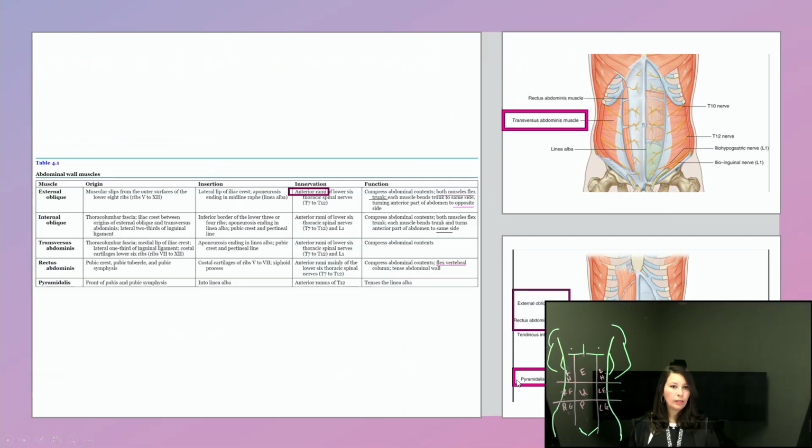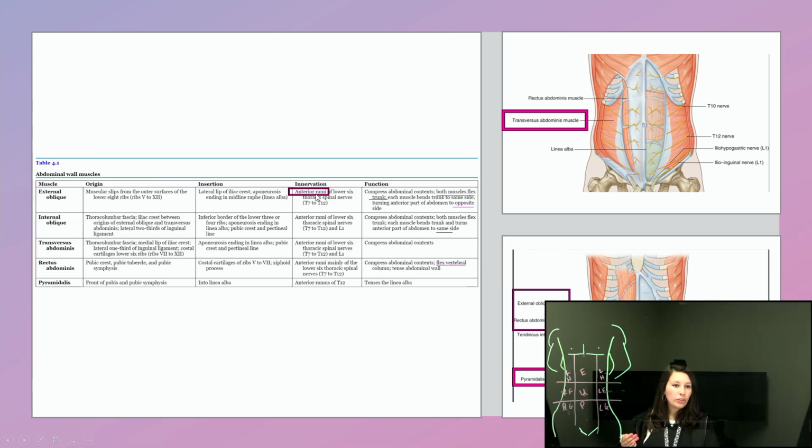Let's talk a little bit more about these muscles in general. So if you notice on this table, this is part of your Gray's Anatomy book, table 4.1. It shows you all the muscles of the abdominal wall. And you're going to notice that we already talked about the external oblique. So your external oblique, the insertion is going to be the lateral lip of the iliac crest. It also has an insertion in the aponeurosis ending in this midline raphe, or the linea alba.